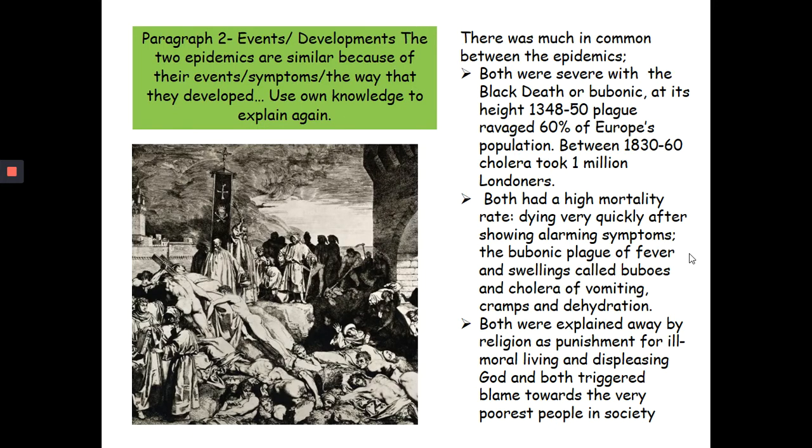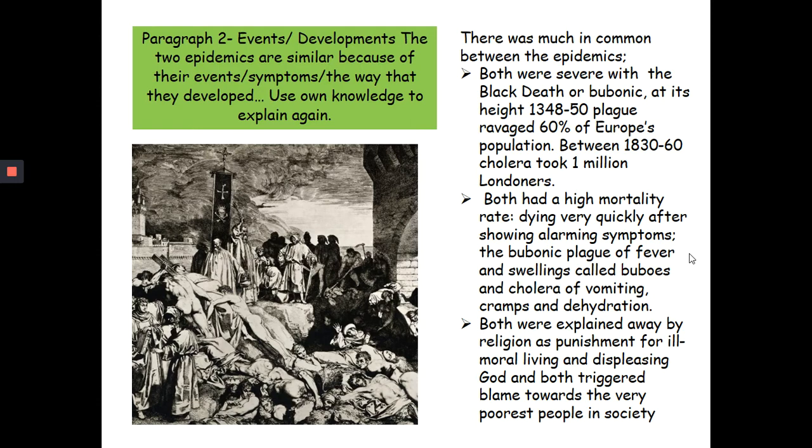Now, for paragraph 2, events and developments. The two epidemics are similar because of their events, symptoms, the way that they developed. Use your own knowledge again to explain. Now, there was much in common between the two epidemics. Both were severe, with the Black Death or bubonic plague at its height between 1348 and 1350. The plague ravaged 60% of Europe's population. Likewise, between 1830 and 1860, cholera took 1 million Londoners' lives.